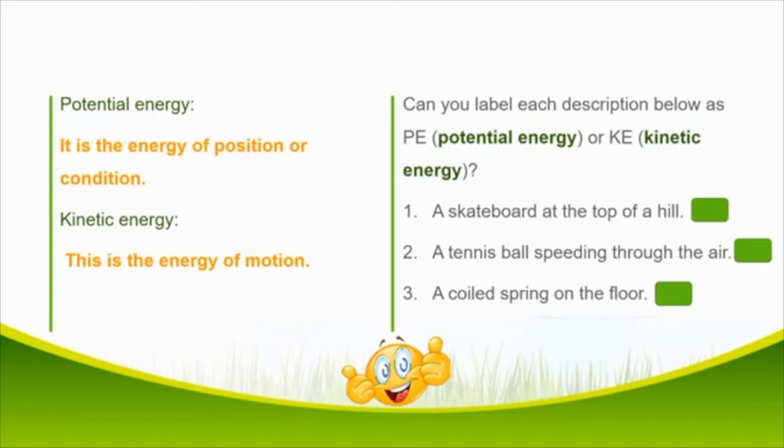Can you label each description below as potential energy or kinetic energy? Let's take a good try at this. Number 1. A skateboard at the top of a hill. Potential energy. Very good. Number 2. A tennis ball speeding through the air. Kinetic energy. And number 3. A coil spring on the floor. Kinetic energy. Good job, students.